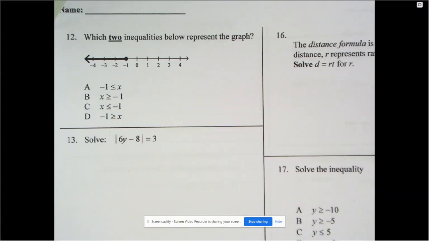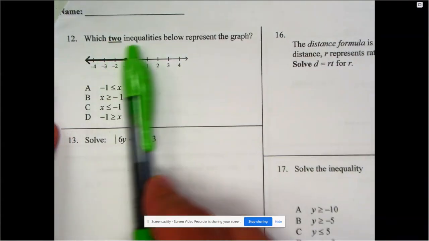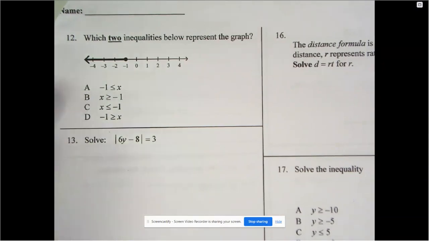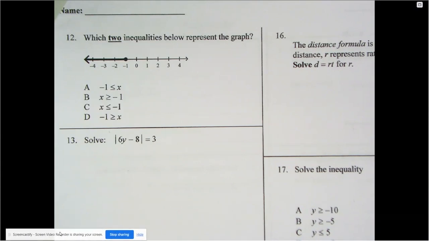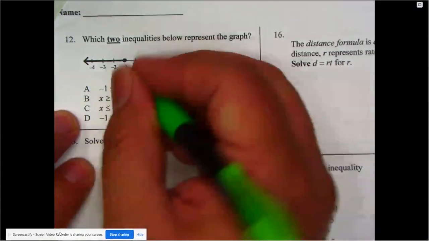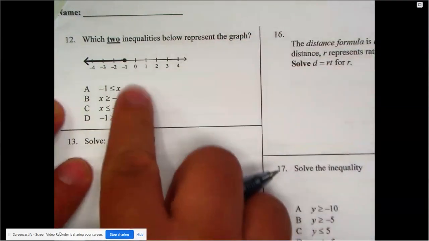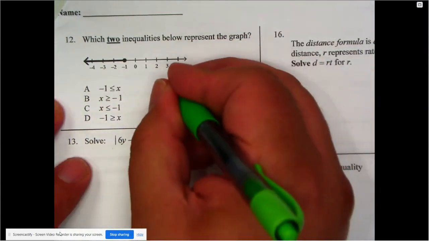So here we go. Number 12. Which two? So, yes, I have to pick two answers. Inequalities below represent this graph. Well, look, the best thing for me to do is just to write it myself. I know I always work with X, and look, we can see that here. They're working with X with all of them.